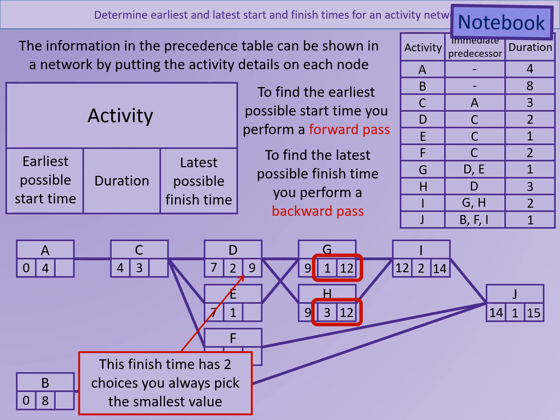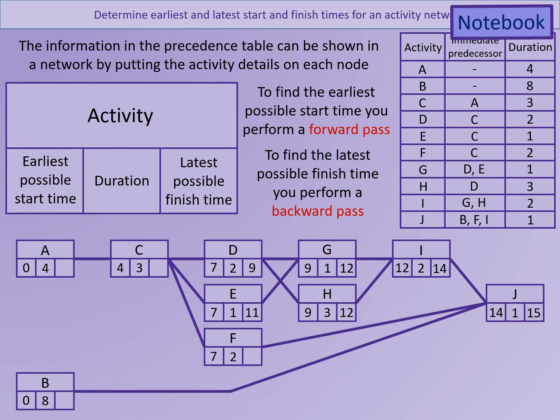E only has one activity after it. So 12 take away 1 from G gives us 11 for the late time of E. F again only has one activity after it, that is J. So if we do 15 take away 1, we get 14 for our latest finish time for F.